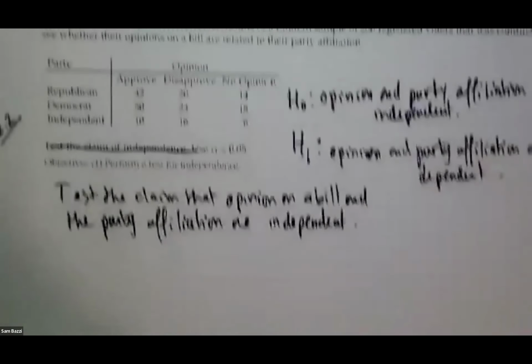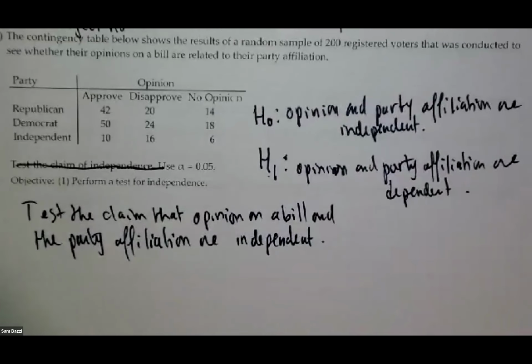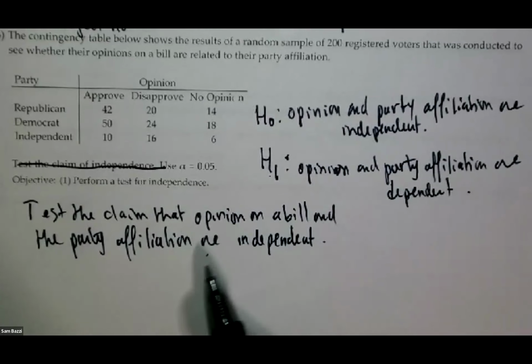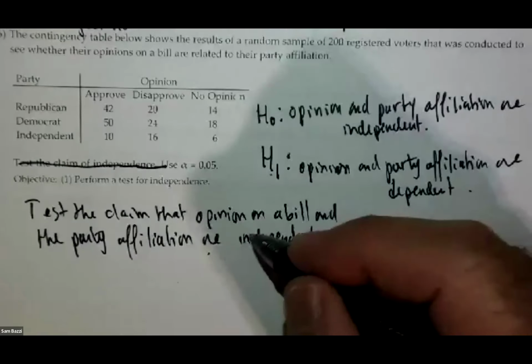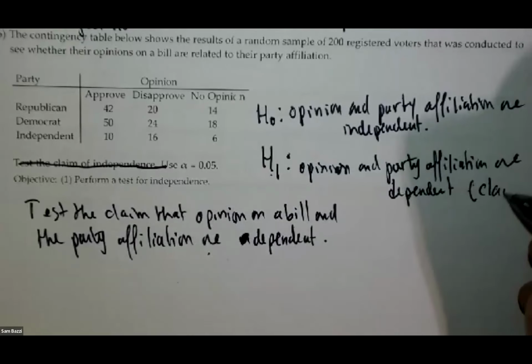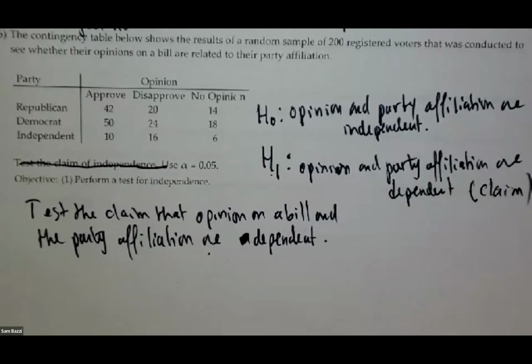So where is the claim, guys? Is it in H0 or H1? That's the claim that opinion on a bill and the party affiliation are independent. What do you guys think? H0. H0. And if I change this one? H1. Exactly. Okay, let's make it H1 for this. Good. Just be careful, guys, where the claim is, because your wording at the very end depends on where the claim is. So just be very careful.